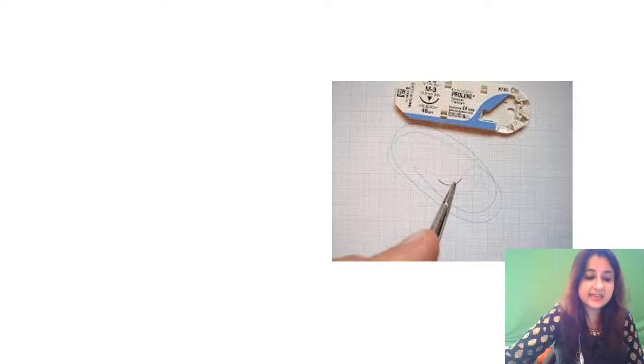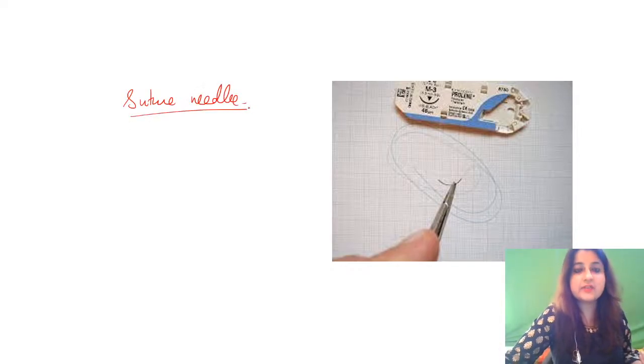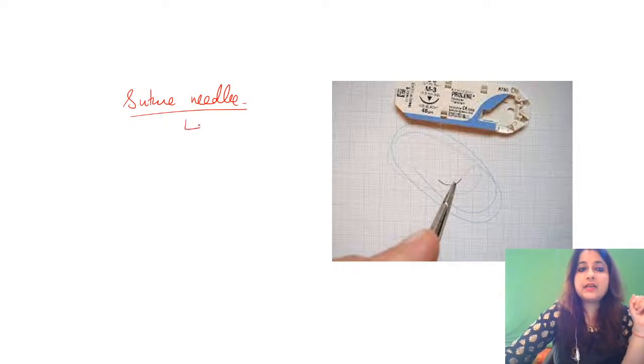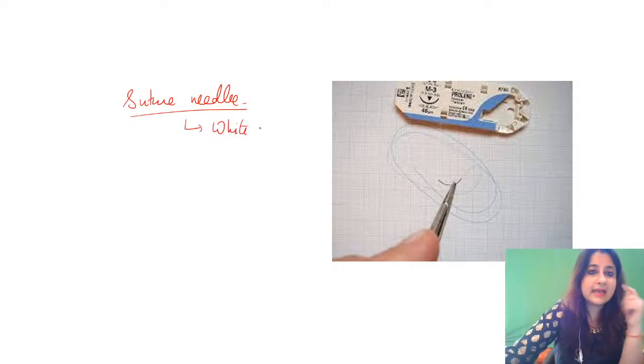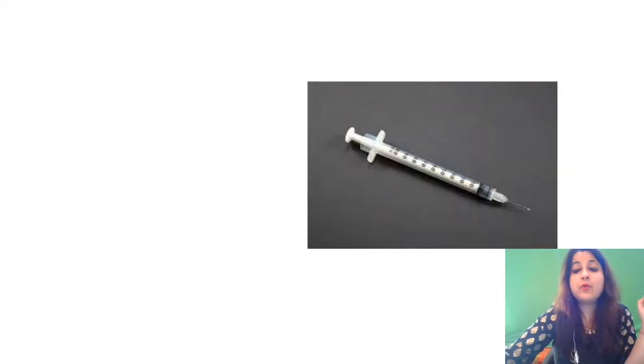What is this, everybody? These are suture needles, catgut, suture needles. Where do suture needles go, guys? Since they are needles, they are sharps, so they will go into a white color bag. Am I clear, everyone? So far you're understanding?